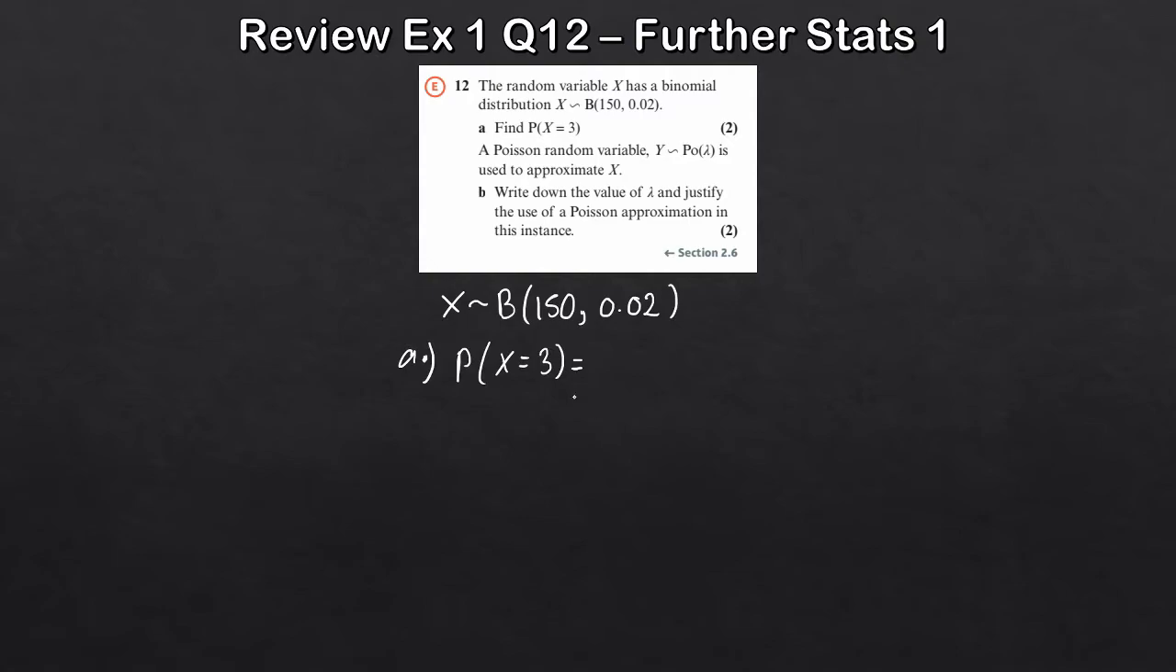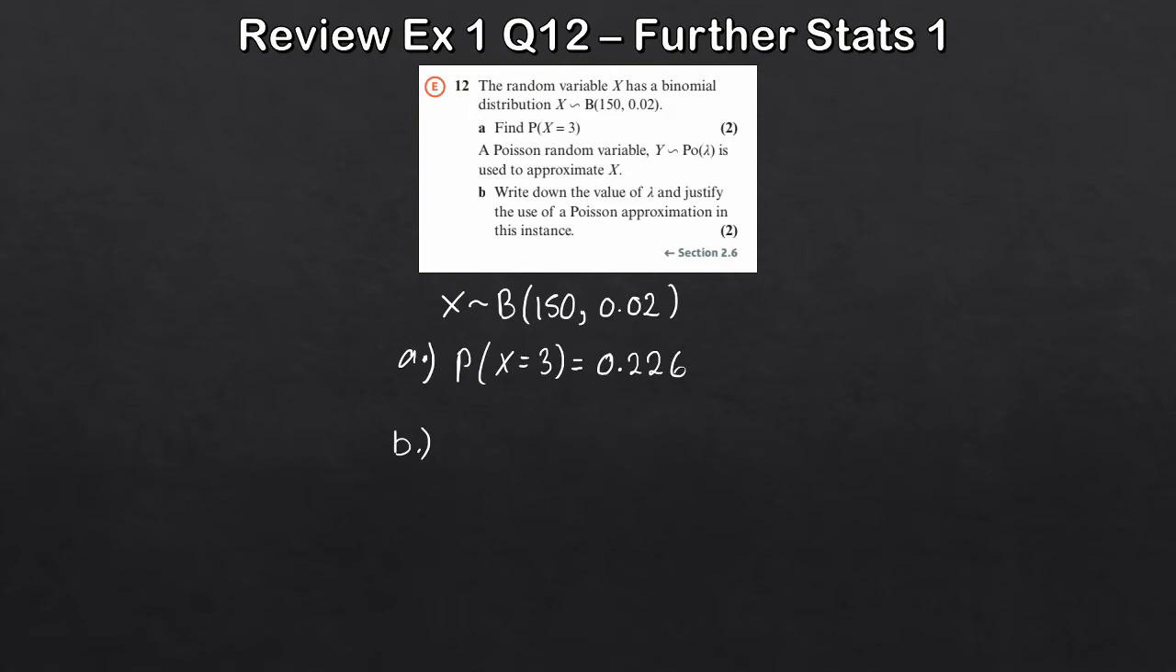So put this on your calculator, and what you'll get here is 0.226. Okay? If you don't have a graphical calculator, you just do it like we did for the very last question, but instead of it being x equals 0, you'd use your 3 here, and just slightly alter your formula. But that's probably what you should get, 0.226. Then for part B, we're told that a Poisson random variable is used to approximate x. So we want to write down the value of lambda.